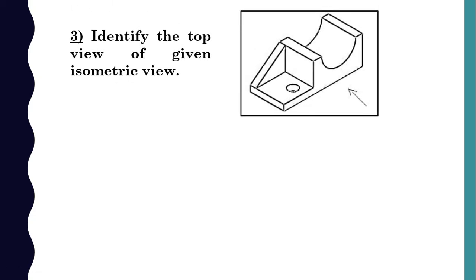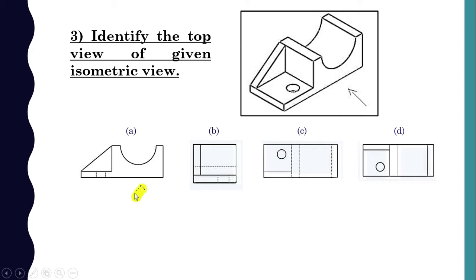MCQ number 3. Identify the top view of the given isometric view. So this isometric view is given, and from that we have to identify the top view. Here 4 options are given. If you consider option A, you can see this is the front view. So that is the wrong answer.